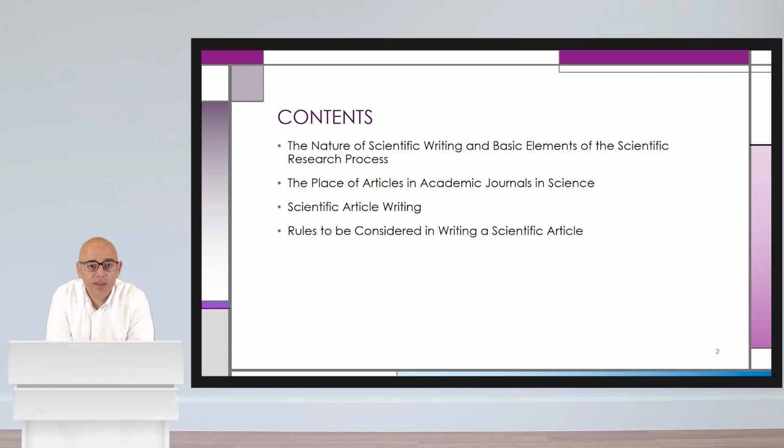So, starting with the contents, as you see, our presentation is composed of four different sections. In the first section, we will talk about the nature of scientific writing and basic elements of the scientific research process. This will be almost 80% of our whole presentation. In the second, the place of articles in academic journals in science, the third section is scientific article writing, and the last one is rules to be considered in writing a scientific article.